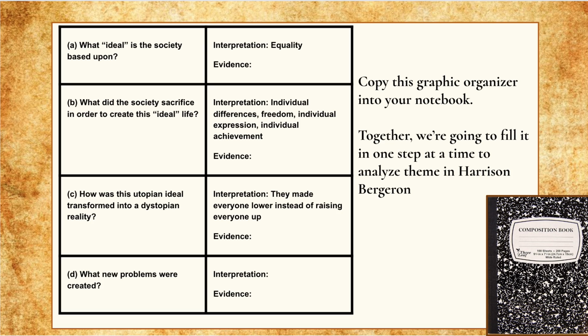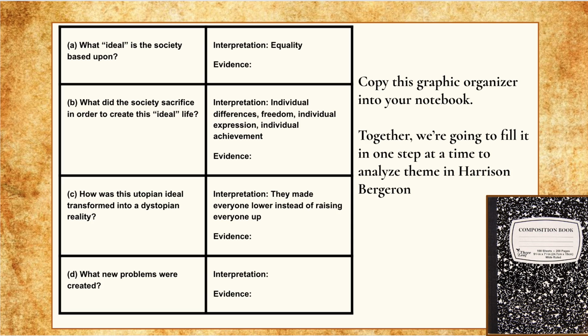So for C, we ask, how was this utopian ideal transformed into a dystopian reality? If we said to you, what if we had a society where everyone was equal? That's a very utopian idea. But it became this dystopian reality where police are shooting people on live television and everyone is wearing all this horrific technology. And the reason it became that is because of how they went about creating their attempted utopia.